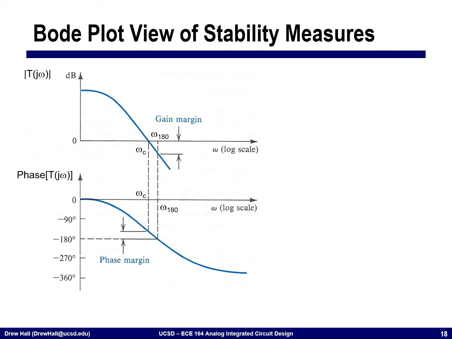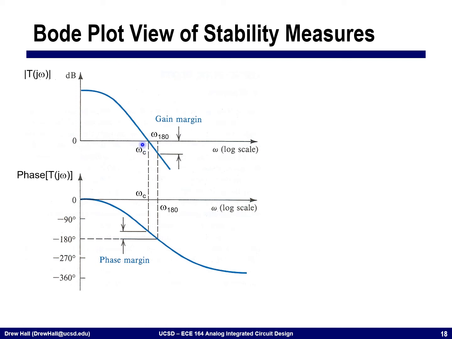All right, so here are Bode plots. On the top, I'm showing the magnitude of the loop gain. On the bottom, I'm showing the phase of the loop gain. And as I was just describing, kind of clumsily, the two metrics that we'll use for stability are the phase margin and the gain margin.